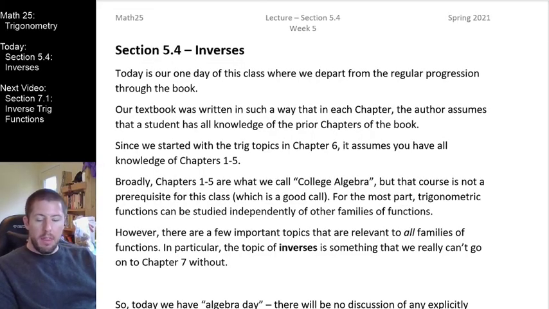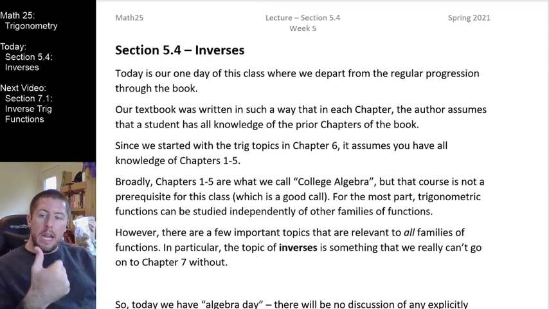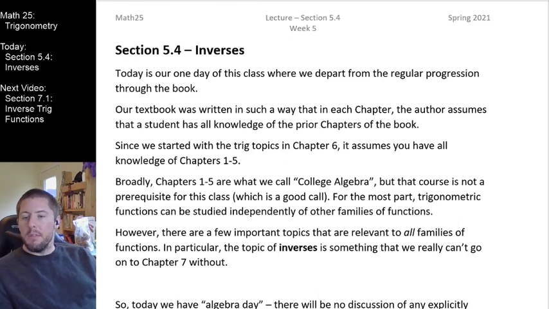We are here on Thursday, February 11th, and this week we are going to talk about inverses. I say this week because today we're going to talk about inverses generically. In our next video, we're going to talk about the inverses of trig functions specifically.